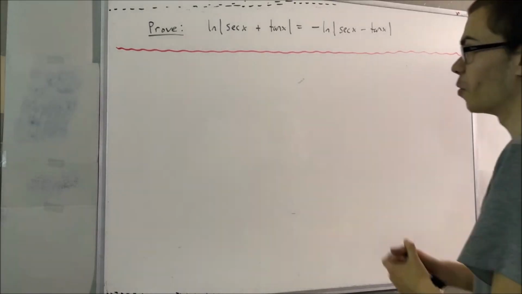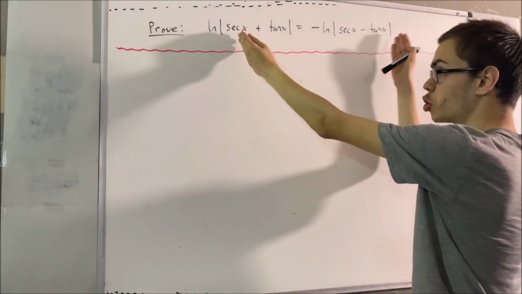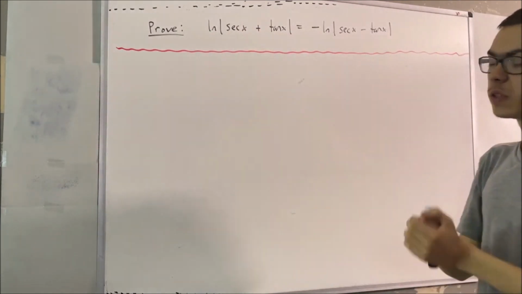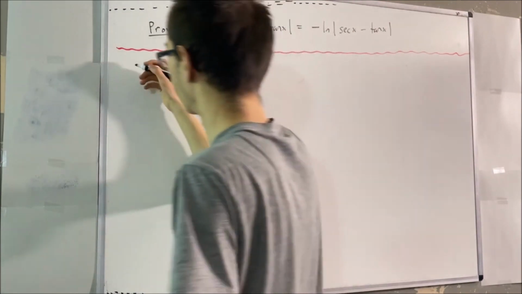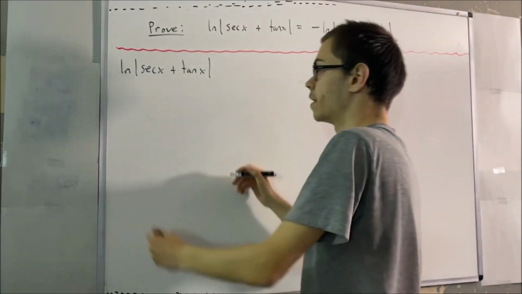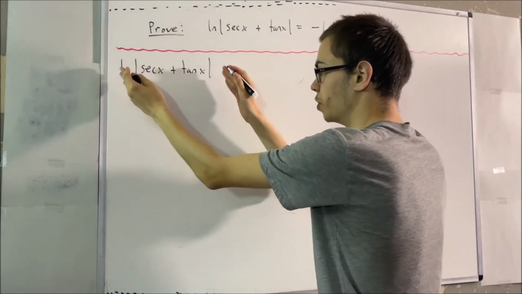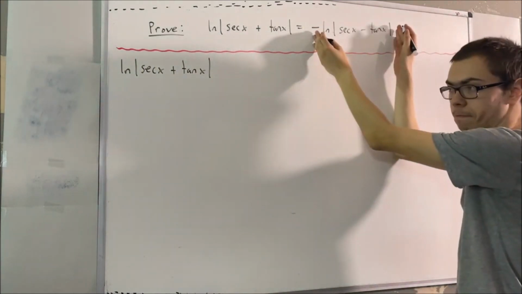All right, so in this video, we're going to prove this trig identity. And the way we're going to prove it is I'm going to rewrite the left side of the equation right here, and then using this, I'm going to deduce the right side of the equation.